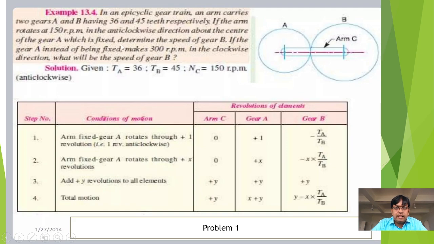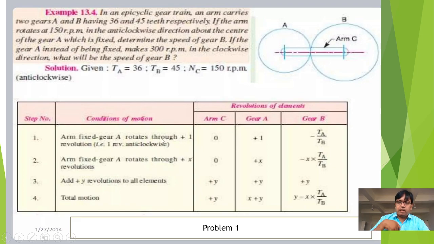In that condition, you have to determine the speed of gear B, full stop. In the second case, if gear A, instead of being fixed, makes 300 RPM in clockwise direction, what will be the speed of gear B? Now, in order to solve this type of problem, we use a tabular column method, which is being shown here.